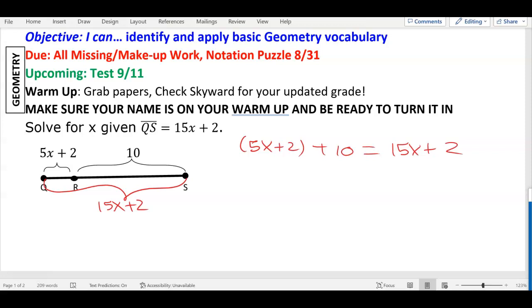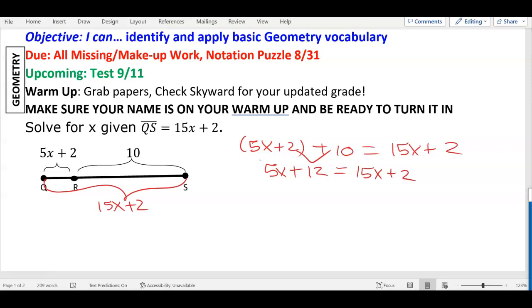My first step is always to see if I can combine like terms. Do you see the 2 and the 10 are on the same side? They are like terms. We can combine them. So what is 2 plus 10? 12. Bring down 5x plus, bring down equals 15x plus 2. Okay.